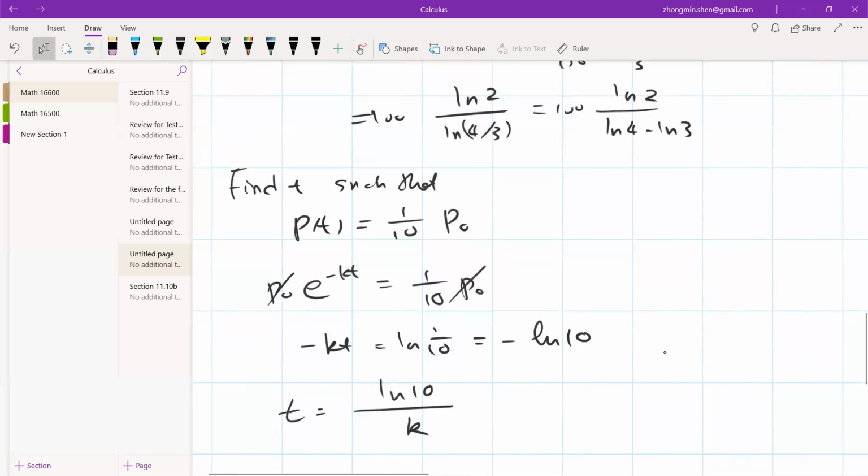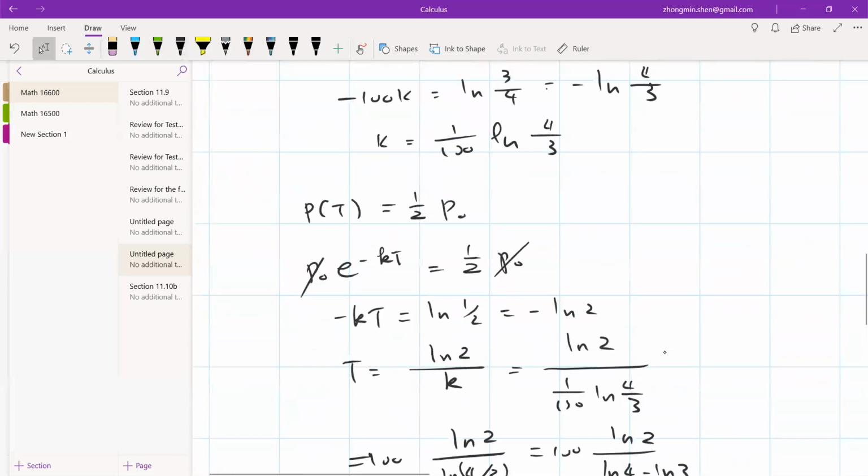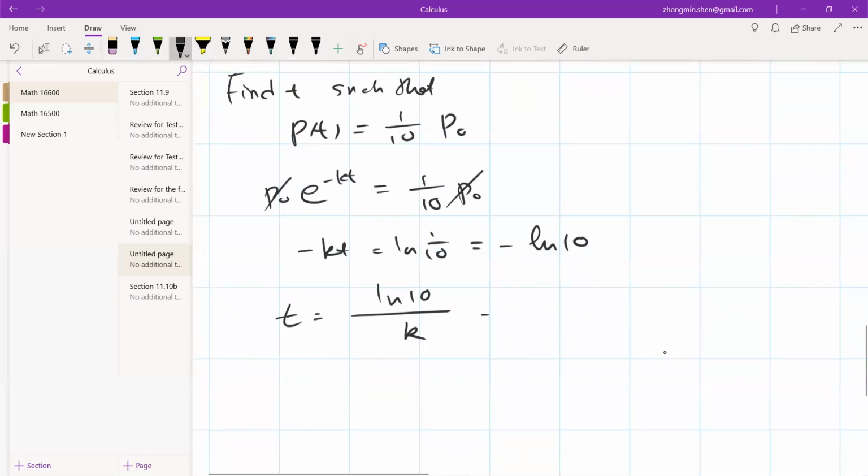And then what is k? It's 1 over 100 of natural log of 4 over 3. So you just put it here: 1 over 100 natural log of 4 over 3. Right, so yeah, this is the answer.